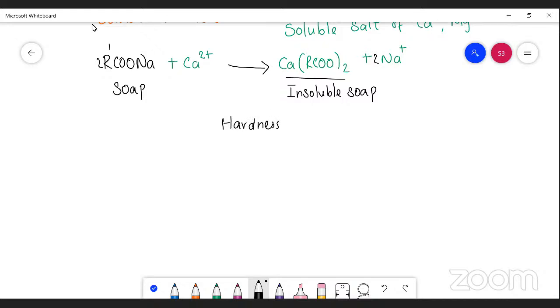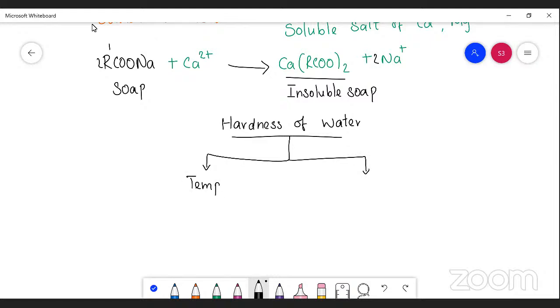Hardness of water is classified into 2 types: one is the temporary hardness and the other is the permanent hardness.